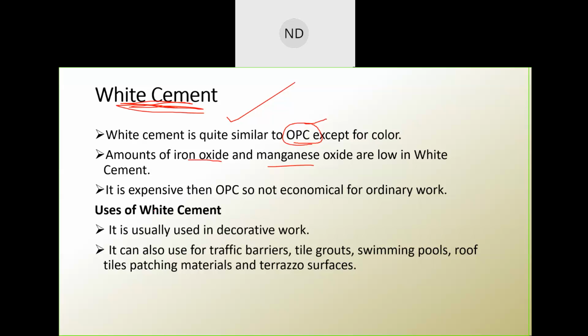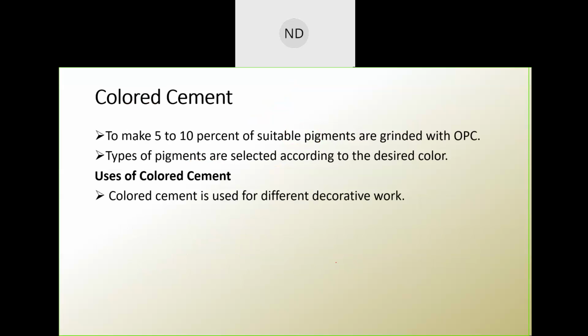Okay, now what are the uses of white cement? It is usually used in decorative works. It can also be used for traffic barriers and tiles, meaning only for show, for decoration purposes, or where you don't need any higher strength, you can use white cement. Okay, there is also another cement which is colored cement.